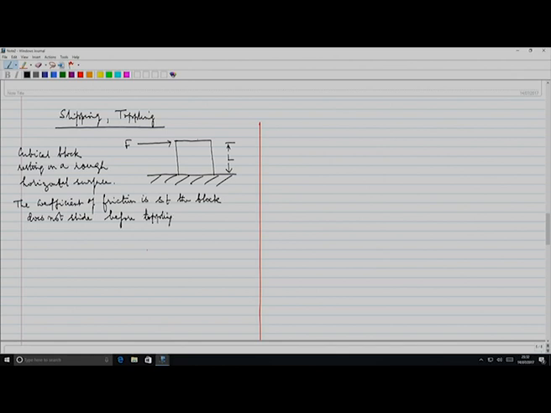So as the horizontal force is applied, there is a tendency for this block to translate. On the other hand, the coefficient of friction is so high, then what will happen? The block would only topple. So we need to calculate the minimum force F minimum for the block to topple.